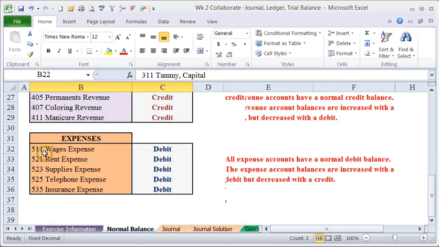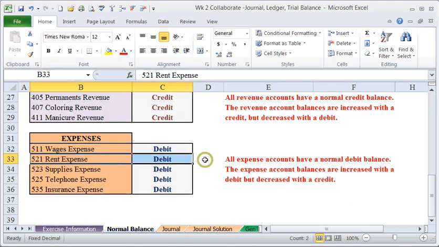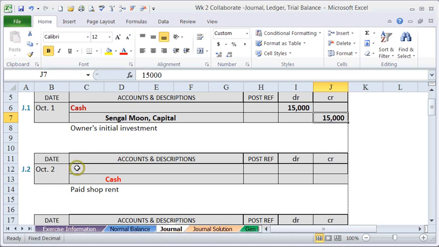All expense accounts have a normal debit balance. So we're going to increase the balance in his rent expense account with a debit. The amount of that rent was $300, so we're going to record $300 in the debit column.